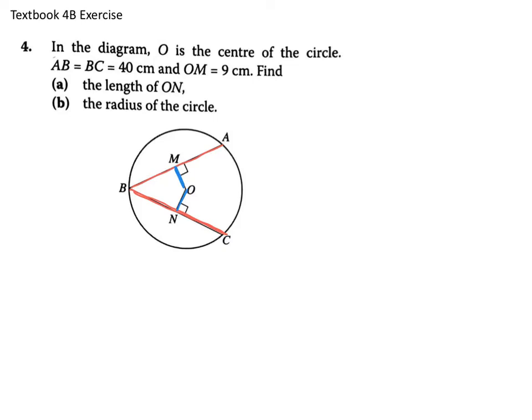Using symmetrical property number 2, chords that are equidistant from the center of the circle have the same length. So that means ON equals ON, and ON is 9 cm. Therefore, ON will also be 9 cm. So part A of the answer, ON is equal to 9 cm.